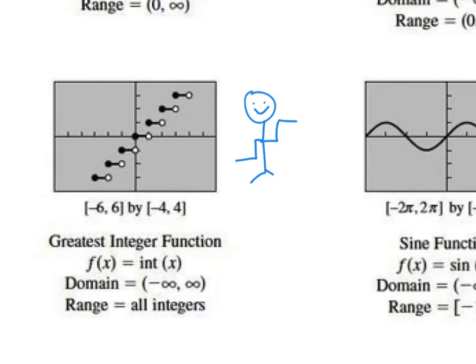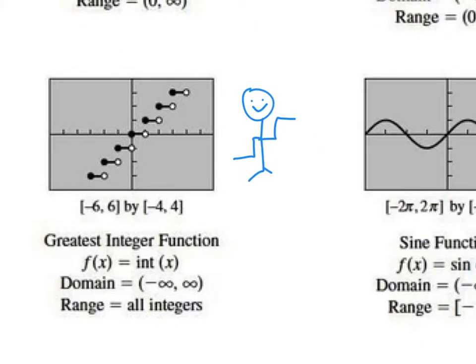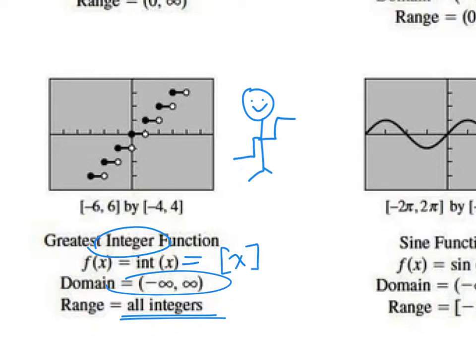That's true. This one I will show you how to graph later, but basically the domain is all real numbers, but the range is just the integers, therefore it's called the greatest integer function. Another way to write this is like that. Most calculators will show that.